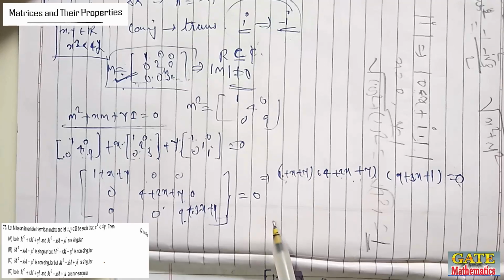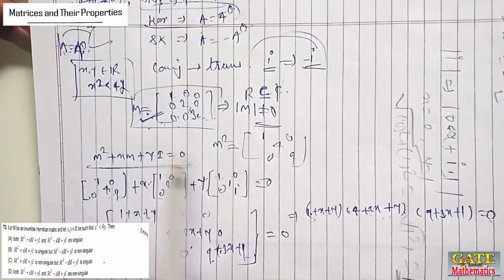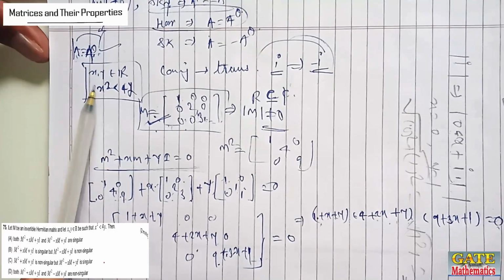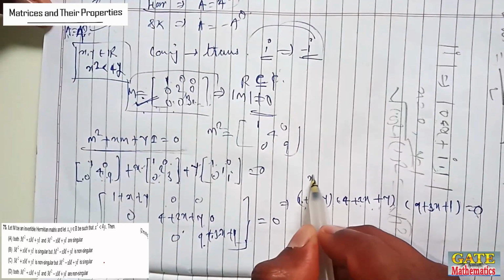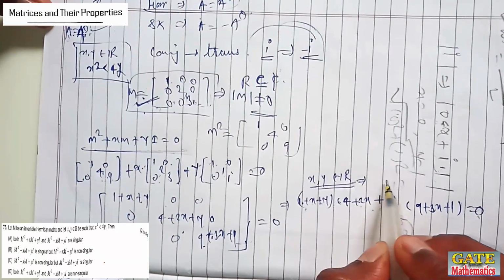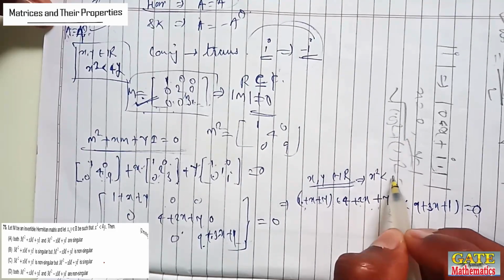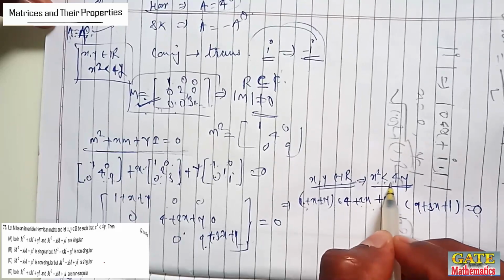We'll get it here. Now we have to select x and y such that the given condition holds. x, y belongs to R and x square strictly less than 4y. Any element you may select, but the condition needs to hold that x square is strictly less than 4y. Select such an element that can hold this one.